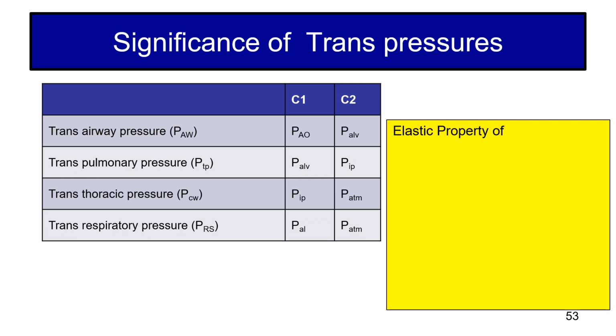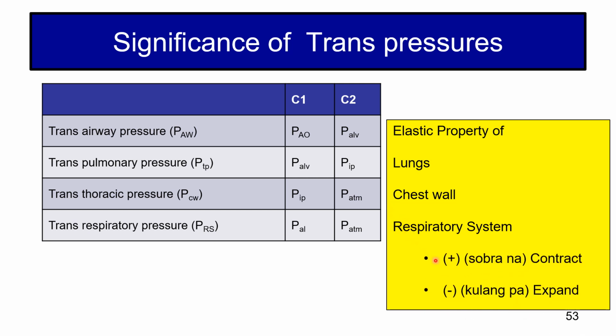So what is the significance of these trans pressures? These trans pressures represent the elastic property of the different organs that comprise the respiratory system. The transpulmonary pressure, which is the difference between the alveolar and the intrapleural pressure, represents the elastic property of the lungs. The transthoracic pressure, as you guess, represents the elastic property of the chest wall, while the transrespiratory pressure represents the combined elastic property of both the lungs and the chest wall.